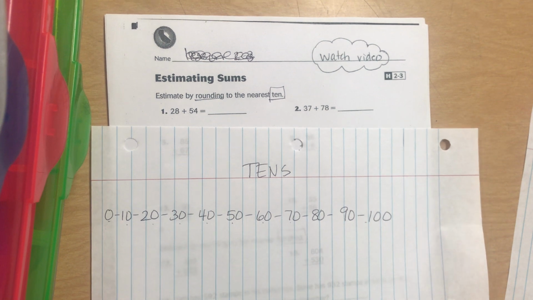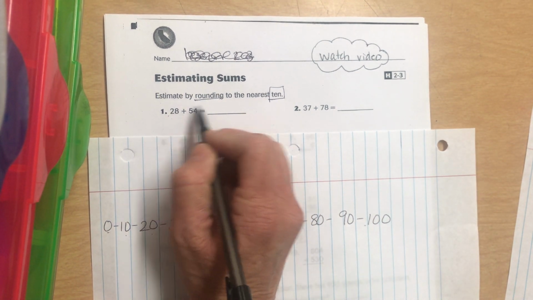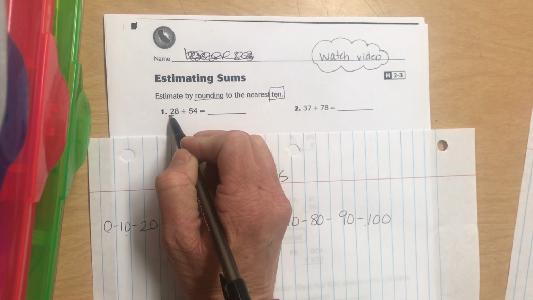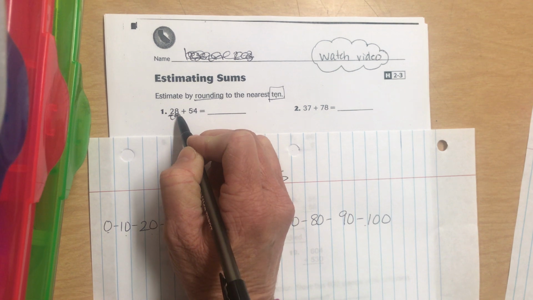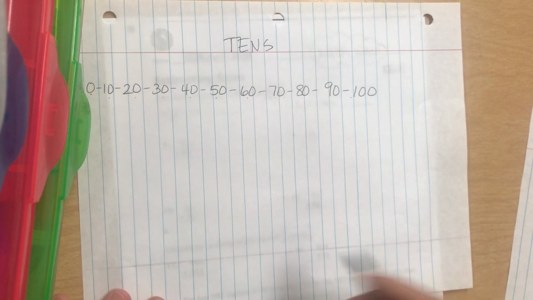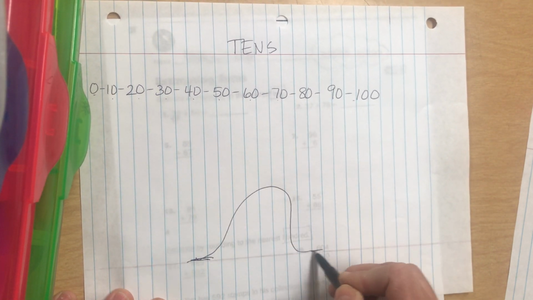So let's look at 28 plus 54, okay? So we're rounding to the nearest 10. So you find your 10's place value. Find your digit, look right next door. The 8 is the boss applesauce. Remember, we have our roller coaster, okay?